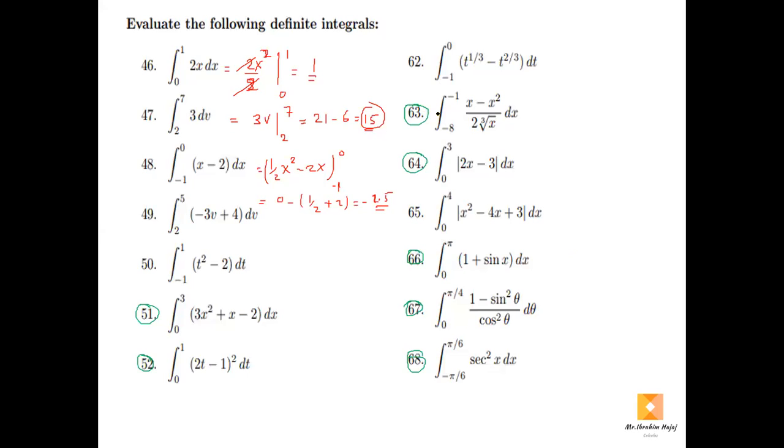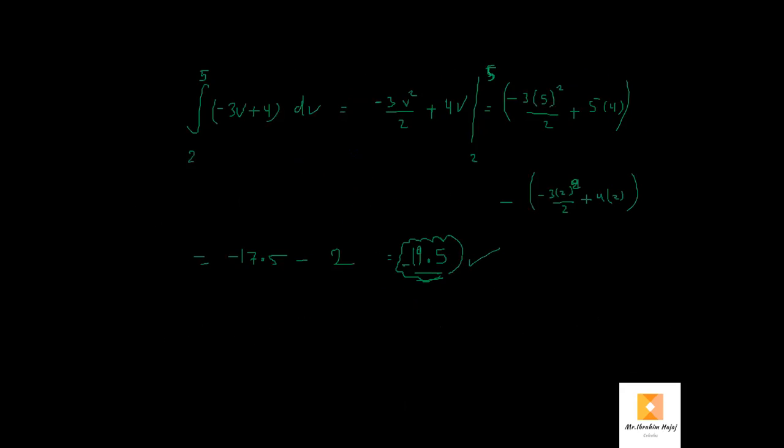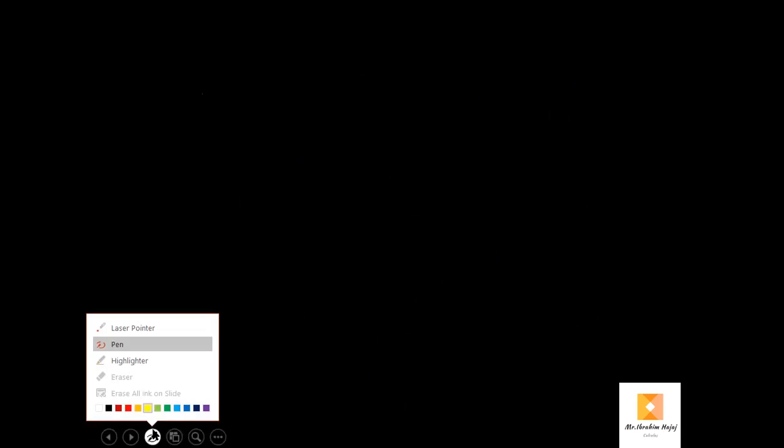Question 63, right: x minus x squared over 2. Sir, can I solve it? Okay, it's 63. Do you have the same worksheet? Yes. Tell me the question. From negative 8 to negative 1 of x minus x squared over 2 times the cube root of x.